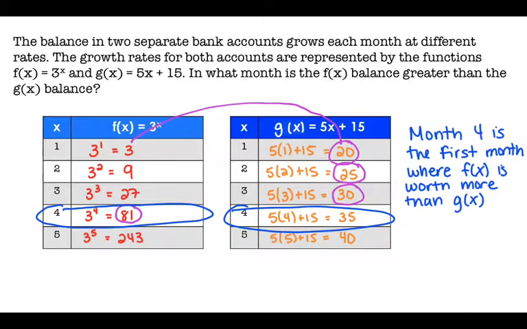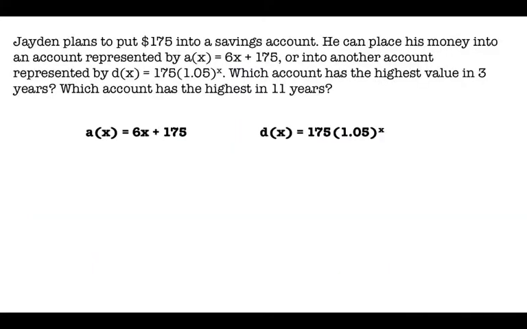All right, so now that you're done with number 3, we'll go on to number 4. Jaden plans to put $175 into a savings account. He can place this money into an account represented by a of x equals 6x plus 175, or he has the choice of putting it into another account, which is represented by d of x equals 175 times quantity 1.05 to the x power. Which account has the highest value in 3 years, and which account has the highest value in 11 years? So let's do year 3 first.